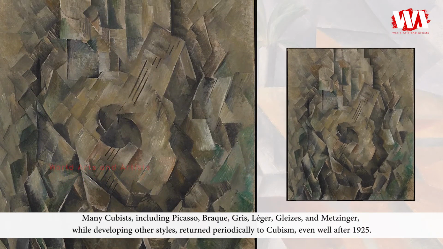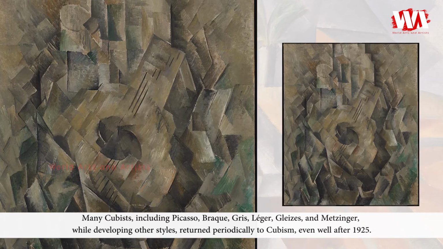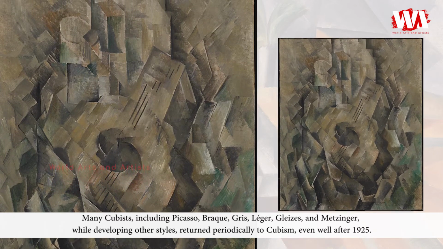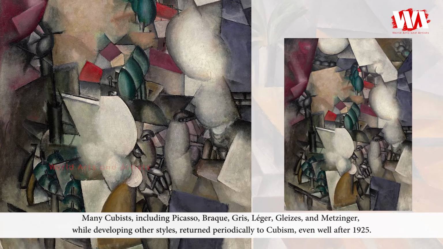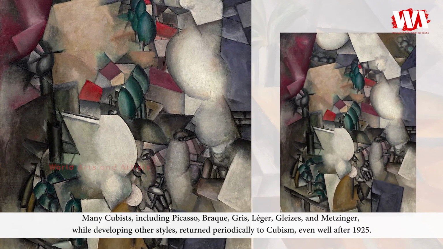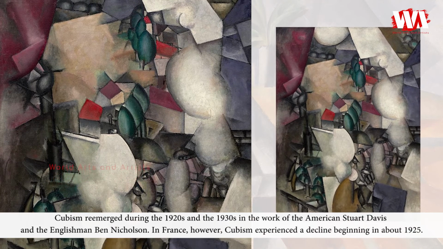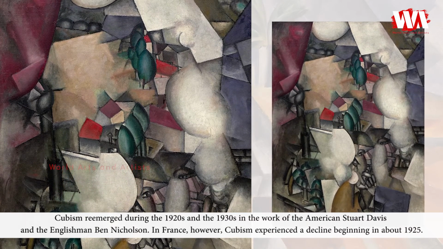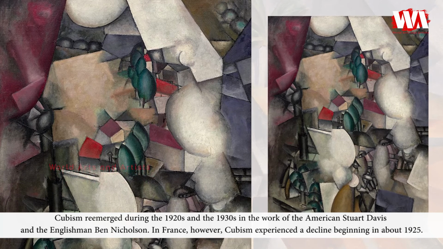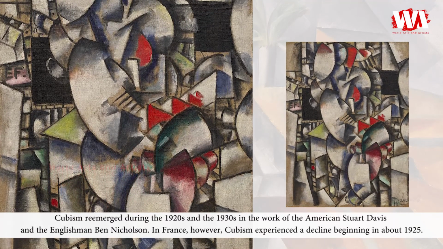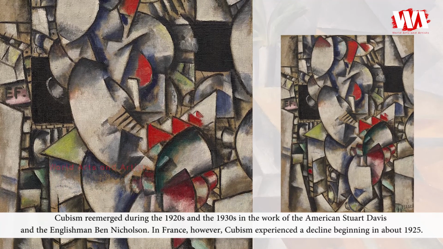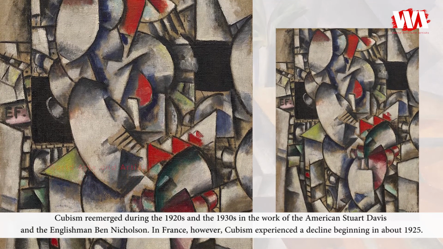Many Cubists, including Picasso, Braque, Gris, Léger, Gleizes, and Metzinger, while developing other styles, returned periodically to Cubism, even well after 1925. Cubism re-emerged during the 1920s and the 1930s in the work of the American Stuart Davis and the Englishman Ben Nicholson. In France, however, Cubism experienced a decline beginning in about 1925.